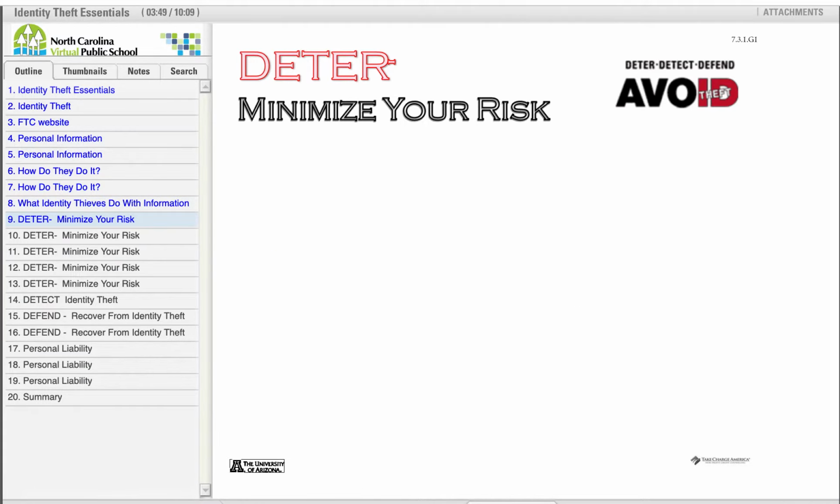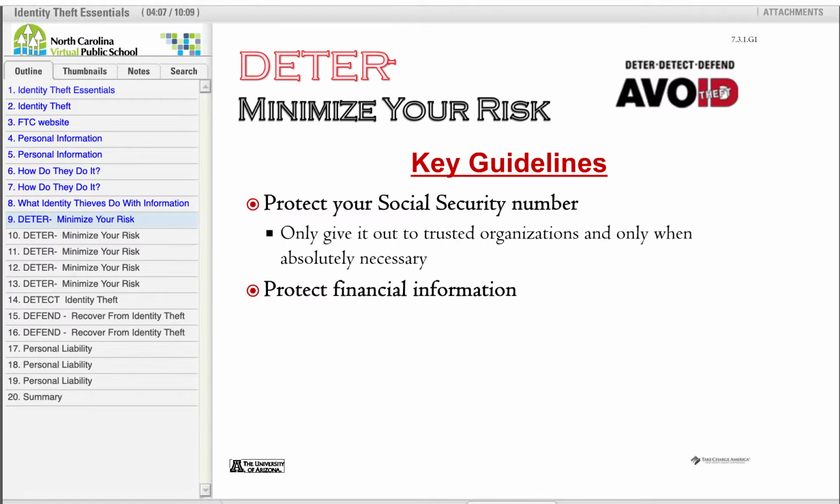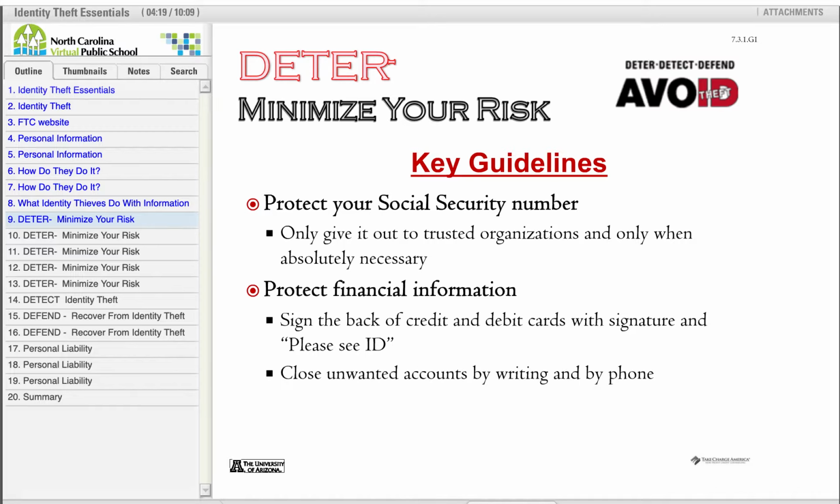Deter. Minimize your risk. Some key guidelines are: protect your Social Security number. Only give it out to trusted organizations and only when absolutely necessary. Protect financial information. Sign the back of credit card and debit cards with your signature and "Please see ID." Close unwanted accounts in writing and by phone. Cut up credit, debit, and ATM cards and dispose of the pieces in separate places.